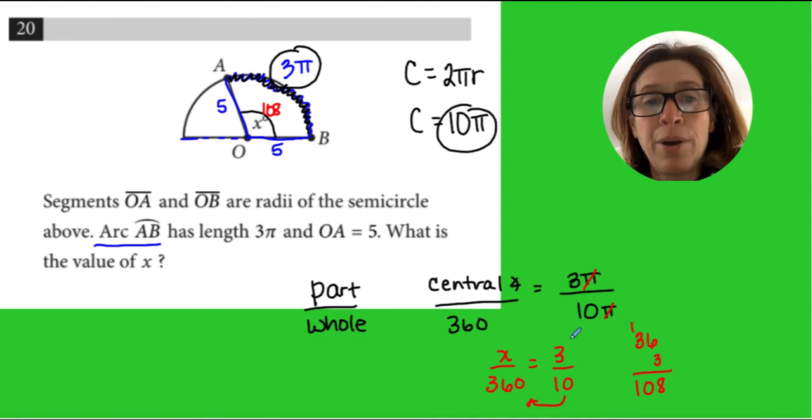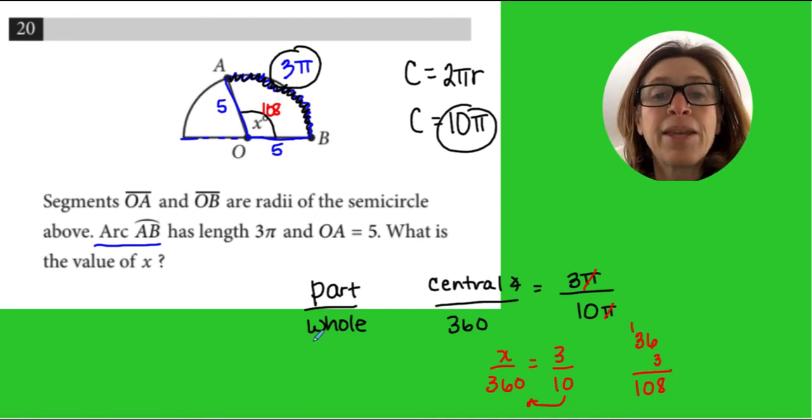So just remember that arc length is a proportional relationship with the circumference of the circle. And the circumference and arc length relate to the central angle of that circle, as well as the radius, okay?